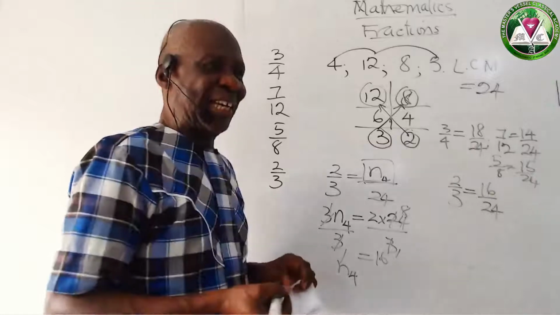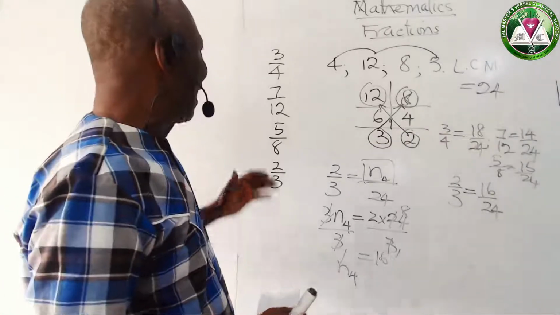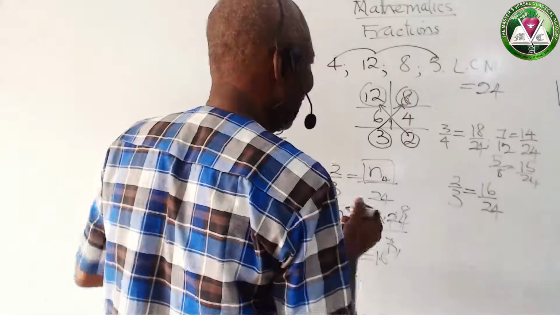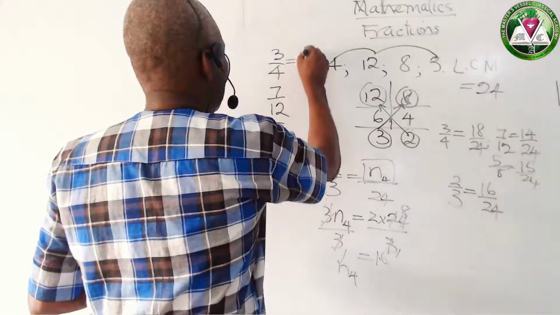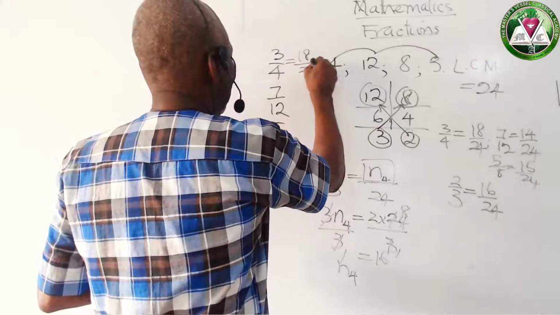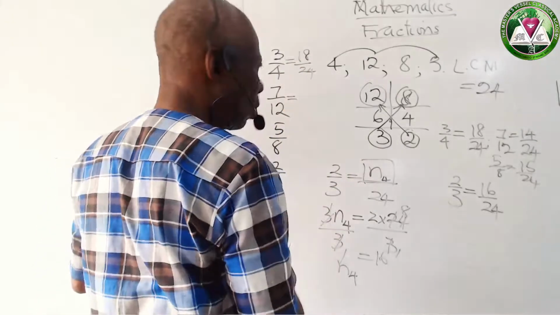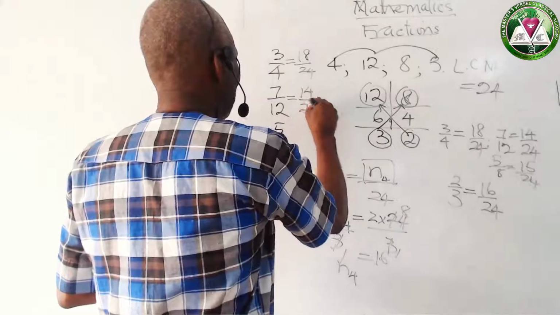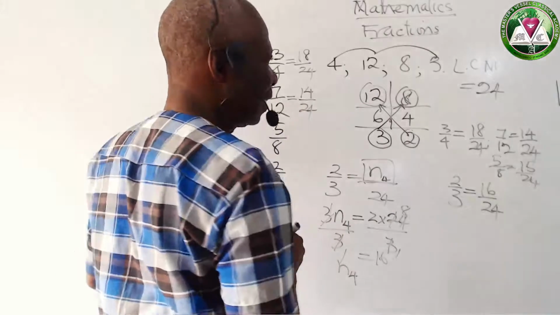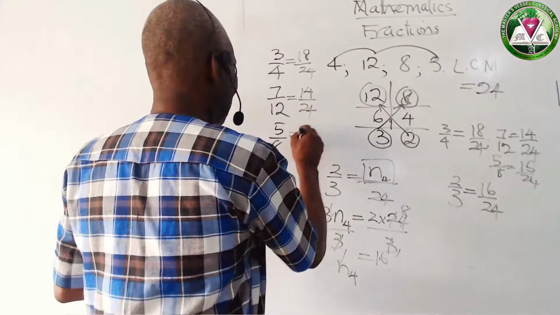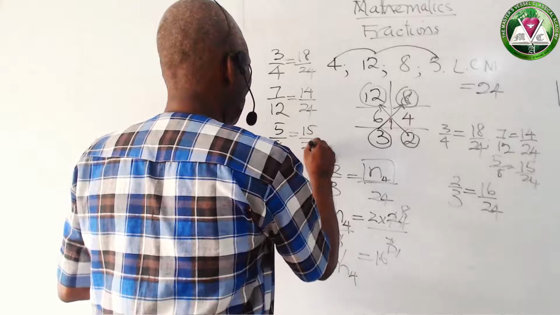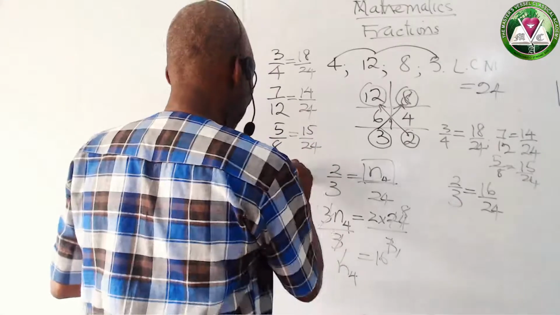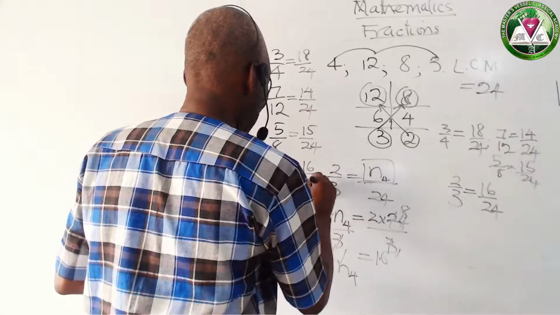Then we look at them properly now. 3 over 4, what was their equivalent there? That is 18 over 24. 7 over 12, what did we get? That was 14 over 24. 5 over 8, what had we? That gave us 15 over 24. 2 over 3, what had we? That gave us 16 over 24.